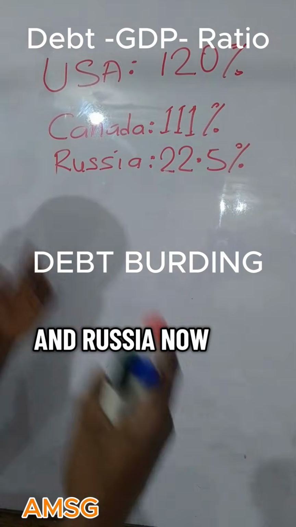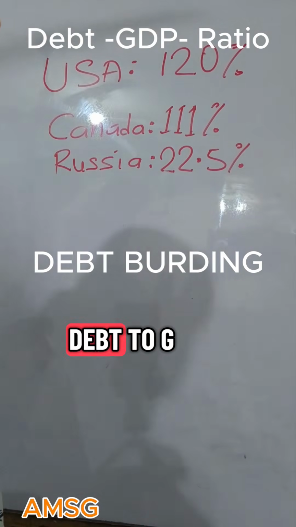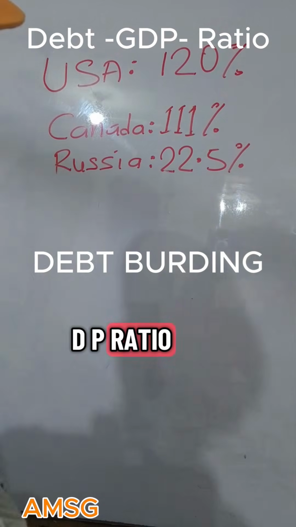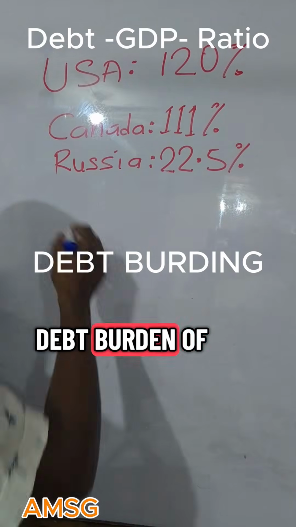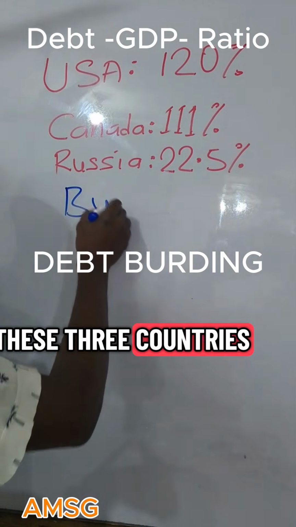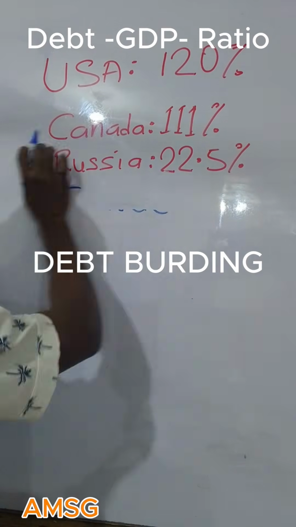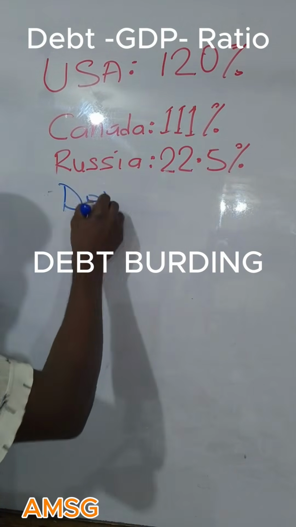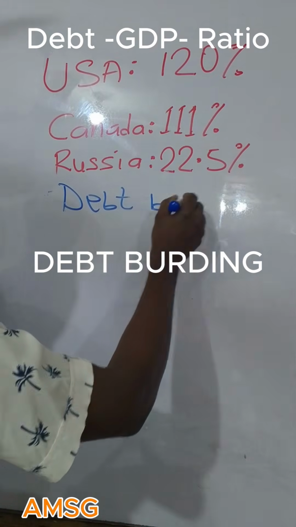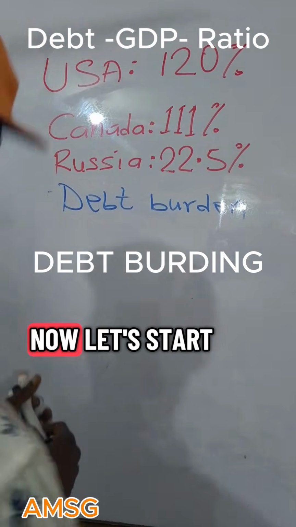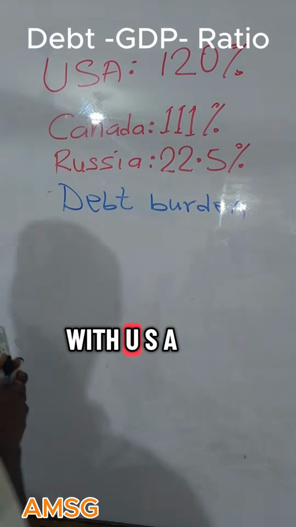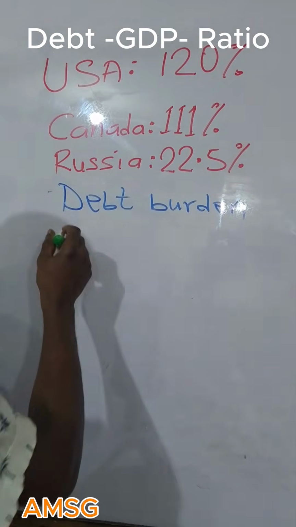and Russia. Now, with this, we are checking the debt to GDP ratio. Now, let's look at this. Let's look at the debt burden of these three countries. The debt burden of these three countries. Now, let's start with USA.